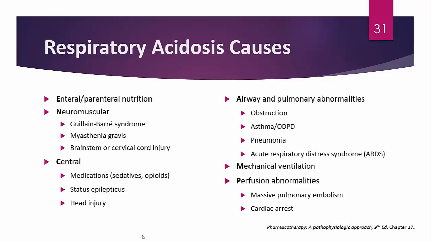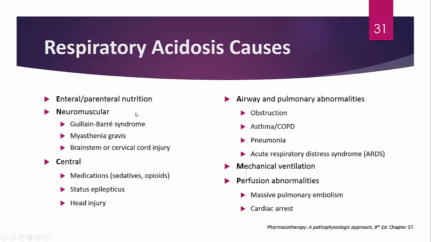In terms of respiratory acidosis causes, they are represented by the acronym ENCAMP, E-N-C-A-M-P. So enteral and parenteral nutrition can cause a respiratory acidosis through the generation of CO2. Remember, as we talked about earlier, that nutrition and different macronutrients can be broken down essentially into carbon, oxygen, as well as hydrogen. So a lot of times whenever you're overeating, or if you have a really big meal, you're generating a lot of CO2 and water, and that CO2 has to be eliminated through the lungs. So if you're eating too much, you may have too much CO2 and that acidosis may actually develop.